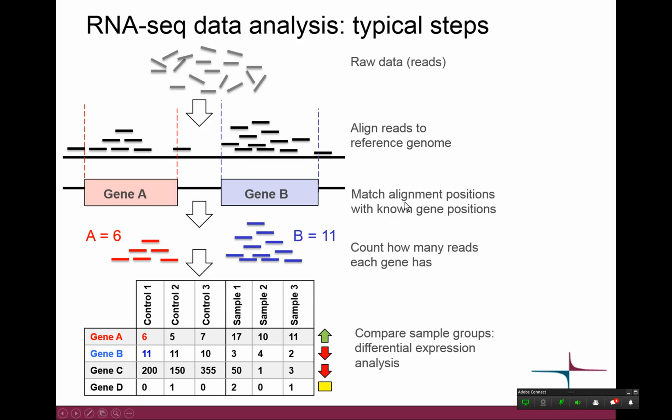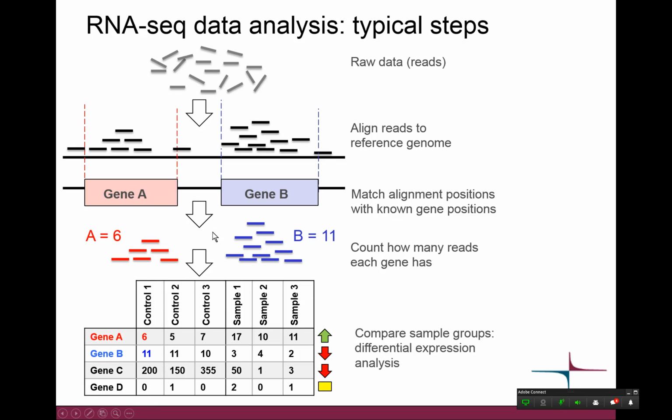to your genome. Next, you match these aligned positions to known genome positions. So for example, here we have gene A and gene B, and we know now that these reads here belong to gene A and these are from gene B. And the third step in this workflow is to count how many reads each gene has. So for example, now gene A has 6 reads and gene B has, well, 11 reads. And from these results, you get these columns from this table. So these are the read counts per sample.